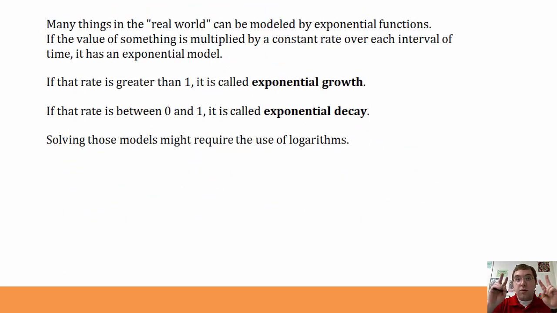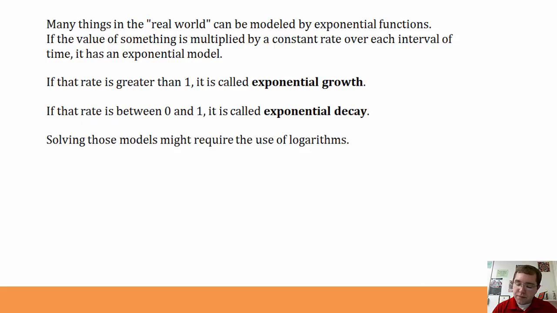Many things in the real world, as if this class is not the real world, can be modeled by exponential functions. If the value of something is multiplied by a constant rate over each interval of time, then it has an exponential model. If something is going up by a constant multiple, it's an exponential model, or going down by a constant multiple. If that rate is greater than 1, it is called exponential growth. If that rate is between 0 and 1, it is called exponential decay. It's going down. Solving these models might require the use of logarithms.